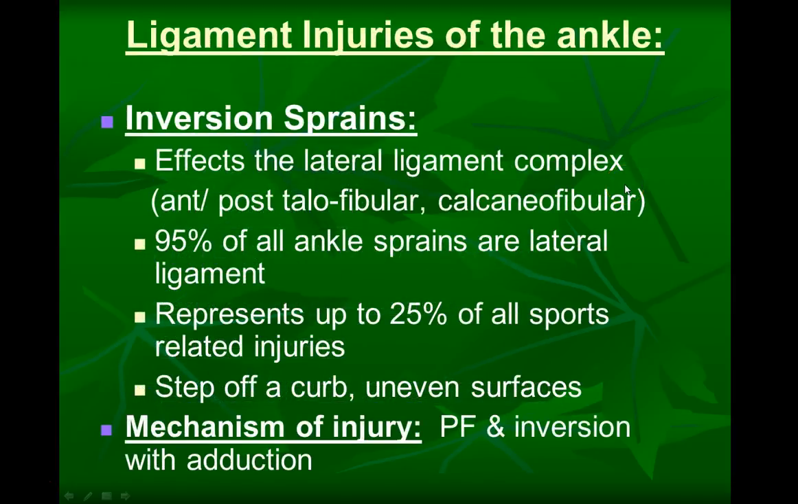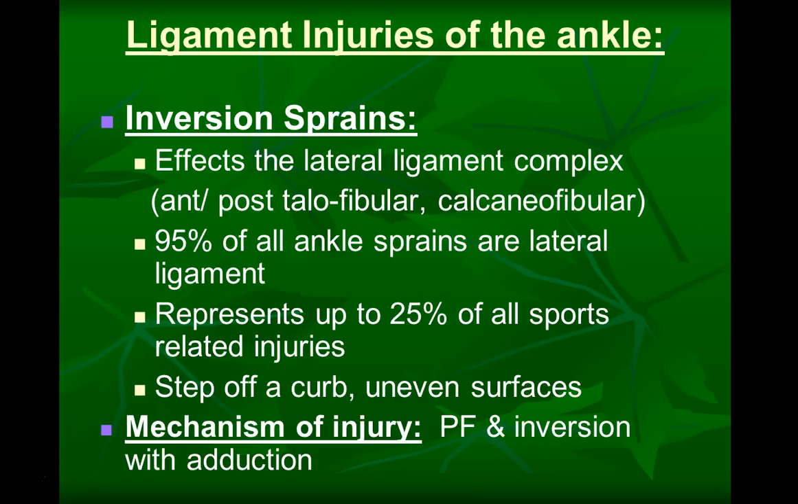So we're going to start out with ankle ligament injuries, and by far the most common is going to be inversion sprains, mainly affecting the lateral ligament complex. Usually the mechanism of injury is going to be a combination of plantar flexion and inversion. The forefoot becomes somewhat adducted as well. 95% of all ankle sprains are from that lateral ligament complex. And in sports injury statistics, about a fourth of all sports-related injuries are inversion sprains. So you're going to see it in the sports and non-sports population.